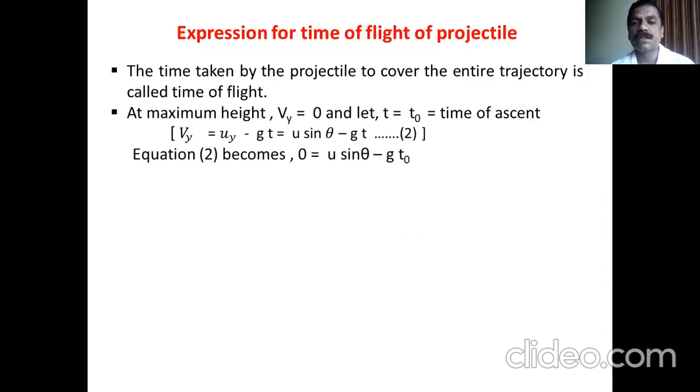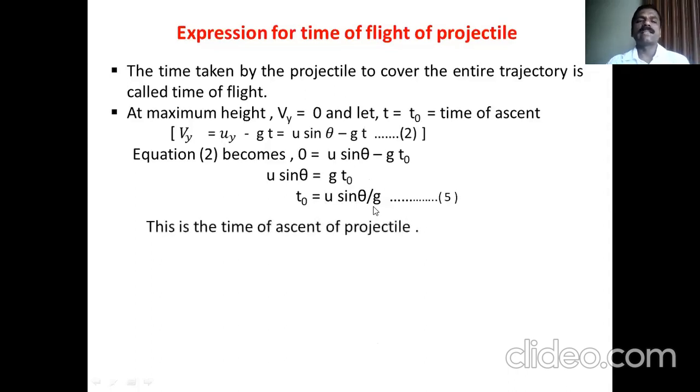Now in this equation 2 we can put the value vy is equal to 0 and small t is equal to T0. So this equation 2 will become: left hand side 0, which is equal to u sin theta minus g T0. Now we can find T0. So you will find u sin theta is equal to g T0. We can make the equation for T0 as u sin theta divided by g.